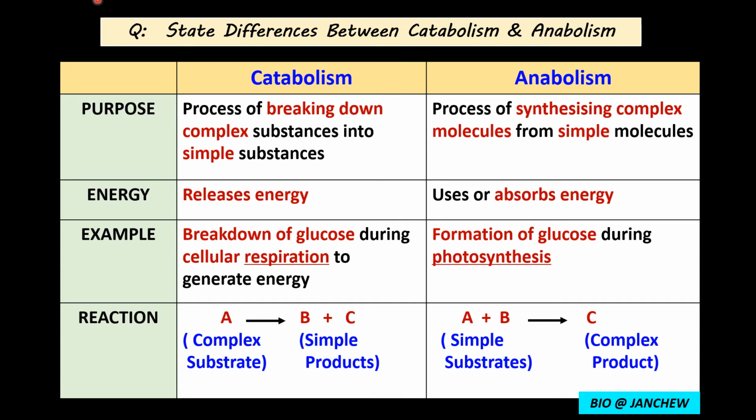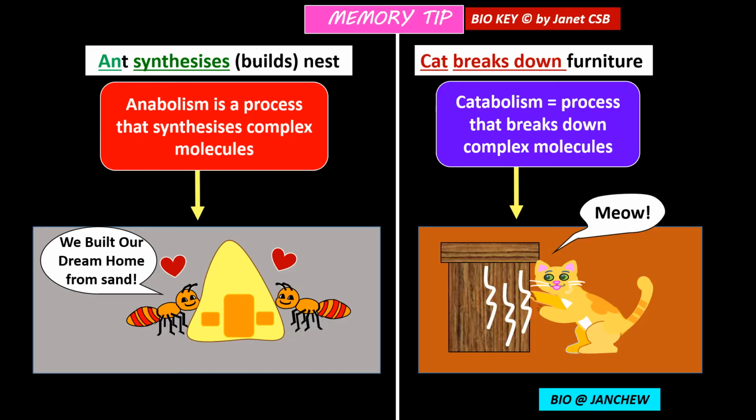So this table can be copied into your notebook because it's very useful. And when you do your revision, straight away you will be able to remember and understand how to explain it too. I've got a very good memory tip for you, which I thought up. And it's very easy for you to remember what catabolism and anabolism is about by just remembering this, okay?